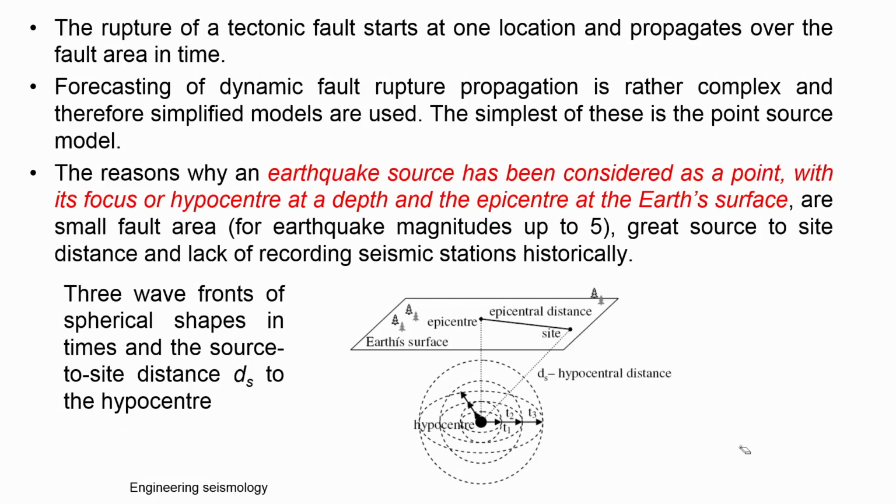Three-dimensional spherical wavefront: when the earthquake occurs here, the wavefront starts and travels in different directions. If you consider the sphere of the earth, the distance it travels is ds. This is the point focus, and the surface projection is the epicenter, which we know, and this is the site you are expecting. The distance to it is ds, which is the hypocentral distance.